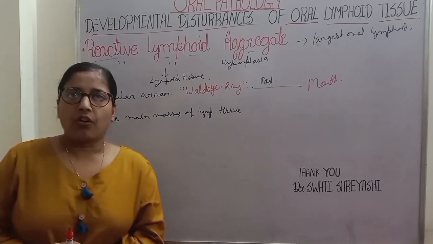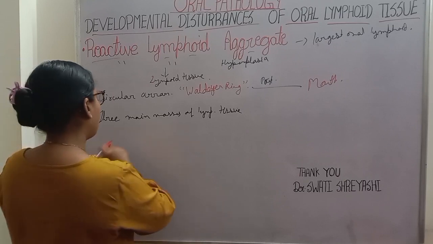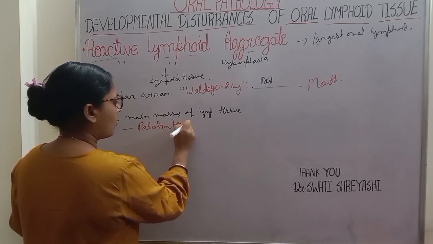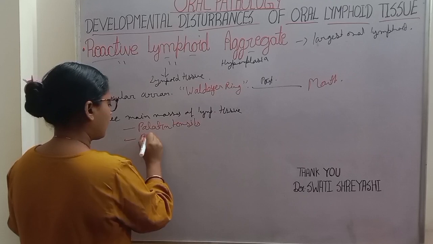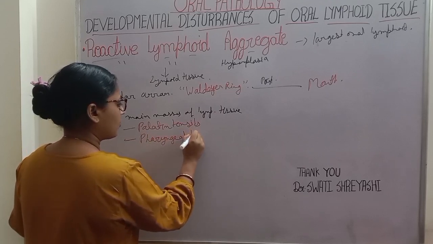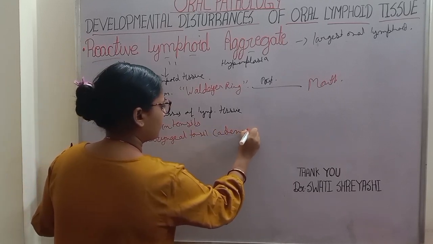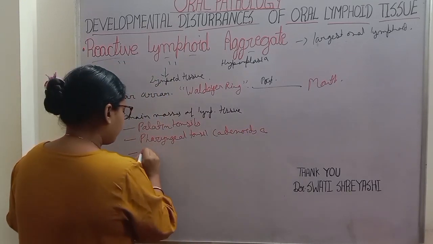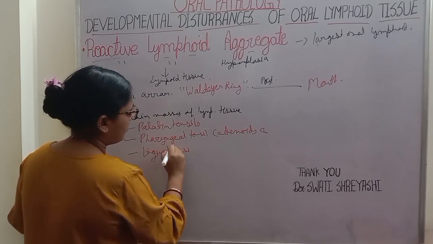Three main masses of lymphoid tissue, namely the paired palatine tonsil, pharyngeal tonsil, जिसको हम लोग adenoids भी बोलते हैं, and lingual tonsil.